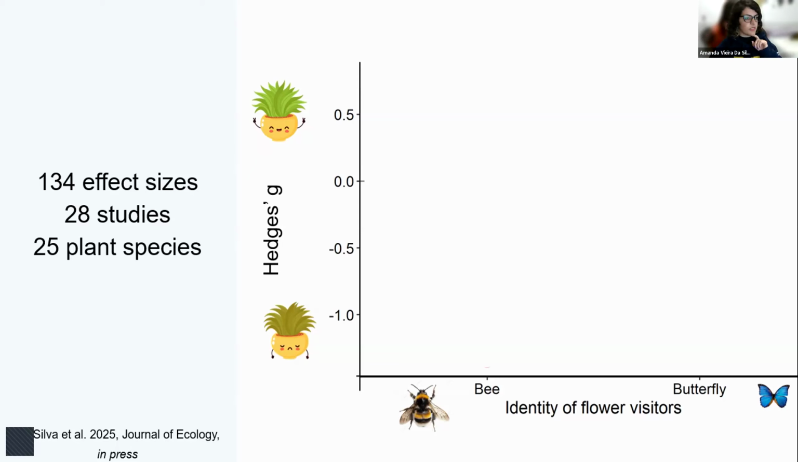Each dot will represent the mean value for each species, gray dots when EFNs are absent, green dots when the species have extrafloral nectaries. Okay, so let's see my results. For petal size, we found no difference for plants with and without extrafloral nectaries. For sepal area, again, no difference. So this means that these species with extrafloral nectaries don't have any floral traits preventing access to flowers.